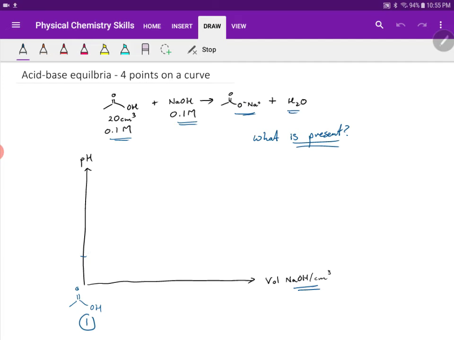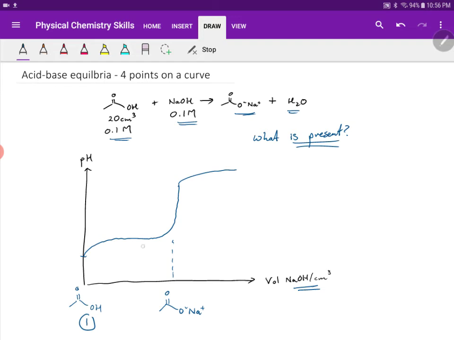As we add more sodium hydroxide, the curve goes up, flattens, and eventually shoots up. This is the equivalence point, where our NaOH and ethanoic acid are in a 1:1 ratio. It has reached its equivalence point, and so the only things we have here are our ethanoate and water, nothing else.